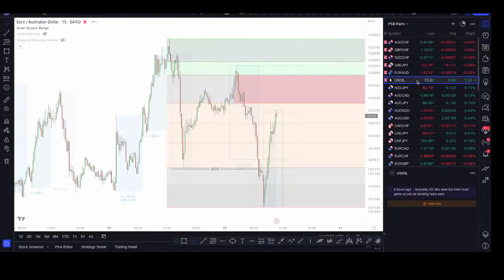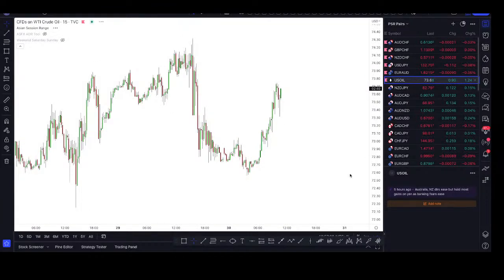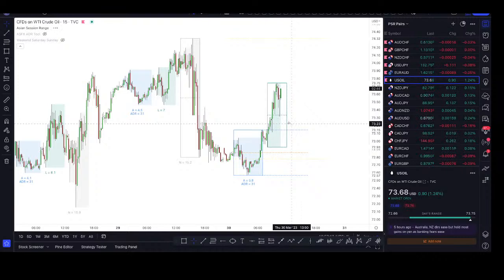Oil is done a buy to the heavens. Yeah, it seems like oil wants to buy back up right now. So it's only a 5-minute break of structure on oil, like I said. So the 15-minute level was here. You see it rejected off the 15-minute level.